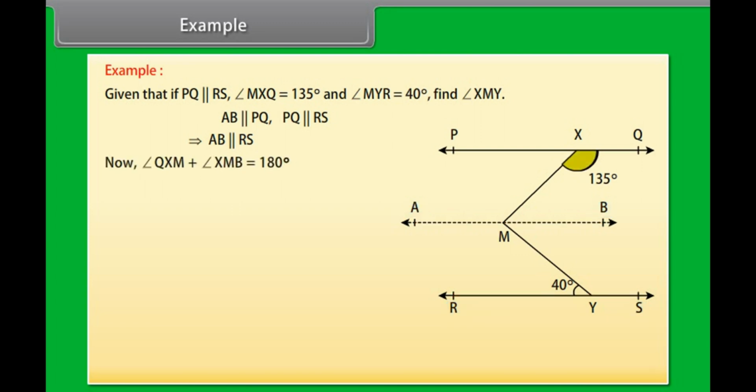Now, angle QXM plus angle XMB is equal to 180 degrees, since AB is parallel to PQ and these are interior angles on the same side of the transversal XM.